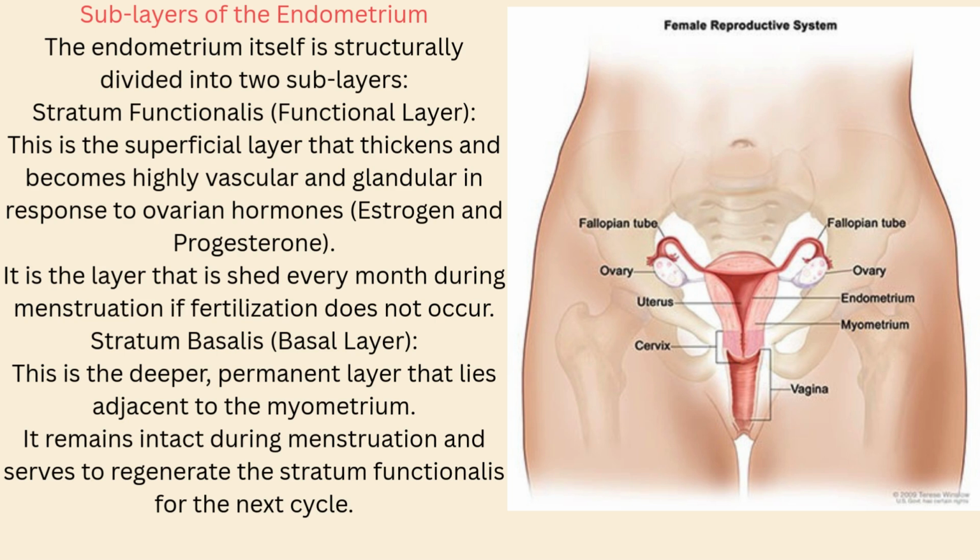The thickness of this layer regularly undergoes changes during the menstrual cycle. It is richly supplied with blood vessels and uterine glands. These provide nourishment to the developing fetus.